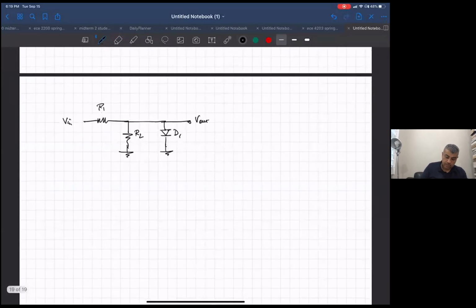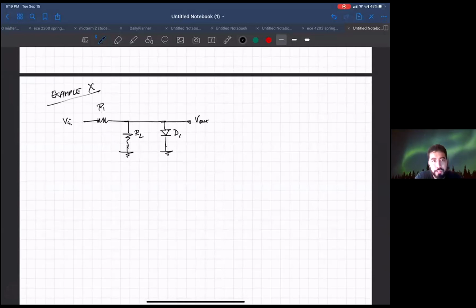Okay, and for this one, I don't know what we want to call this. I'm not sure this was in the book or not, so I want to call that example X. I don't know. It's 3.14. 3.14, thank you.